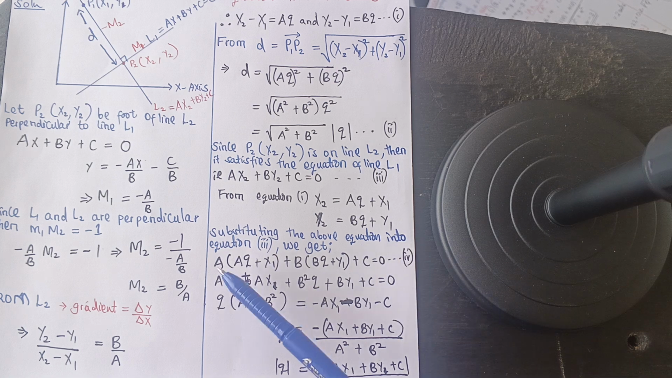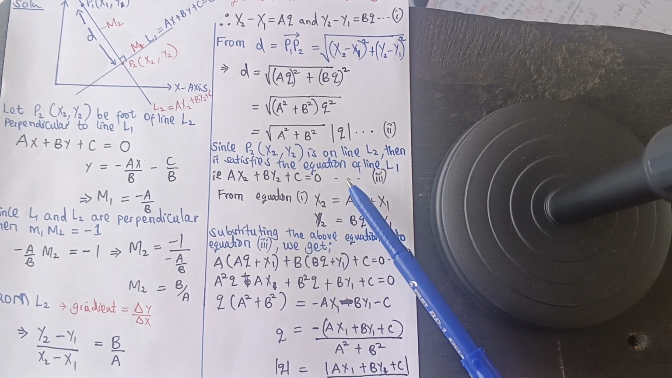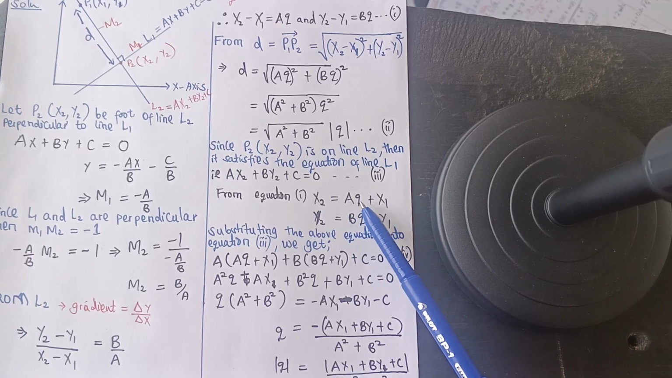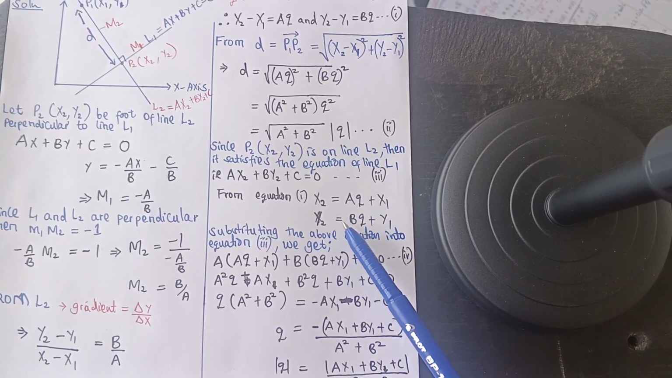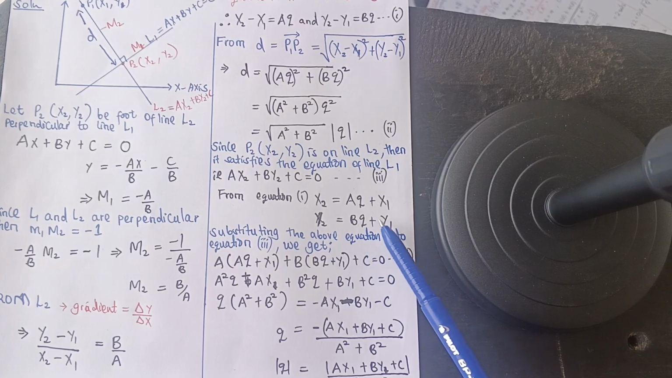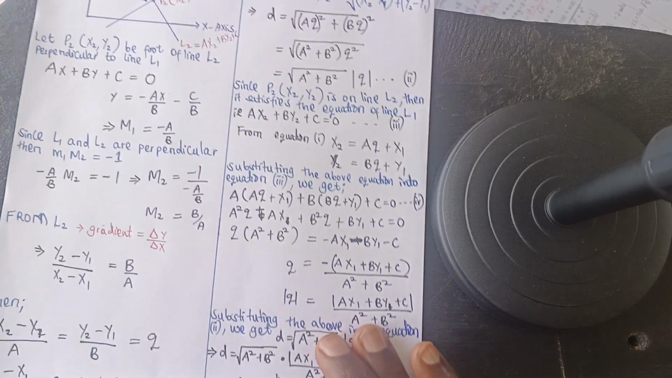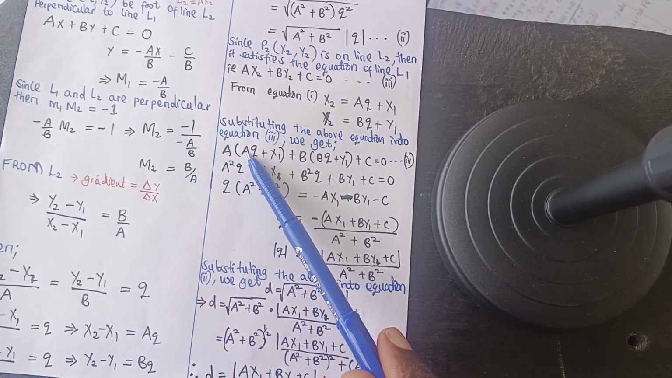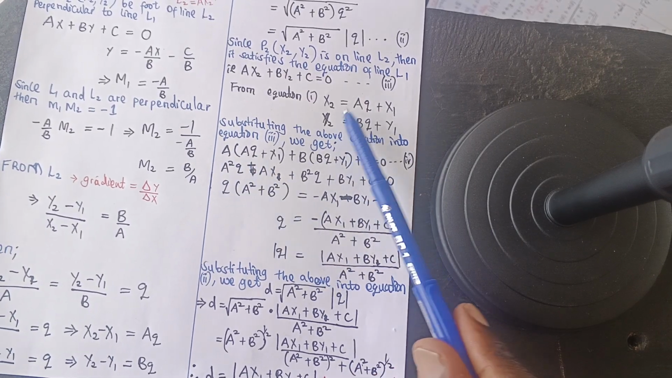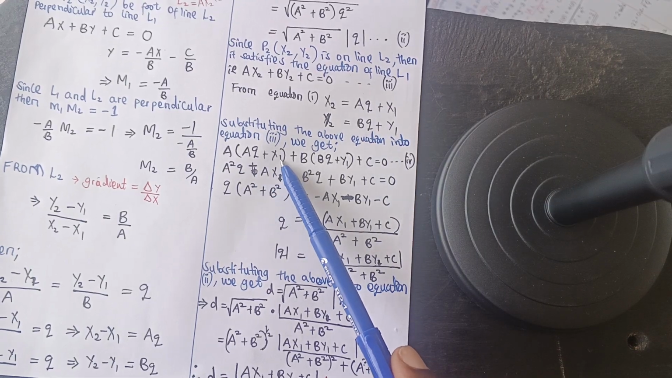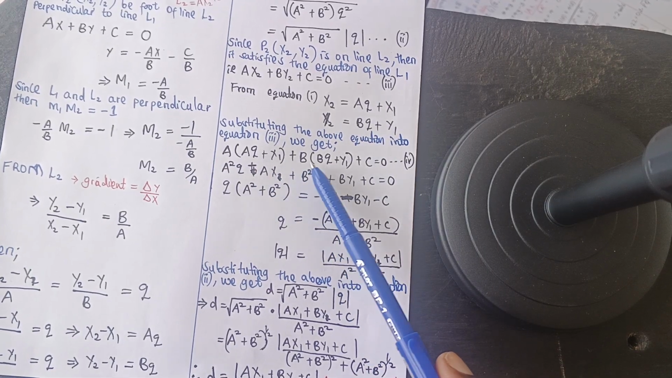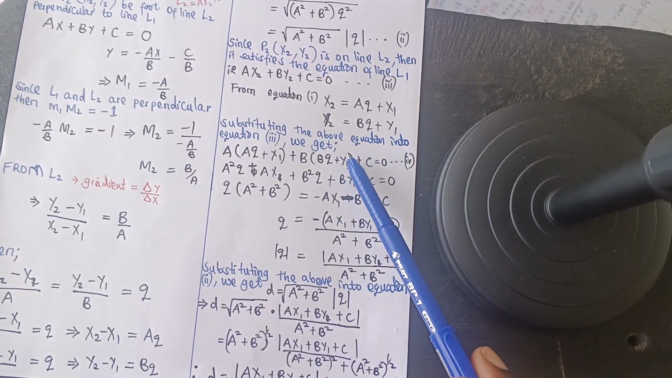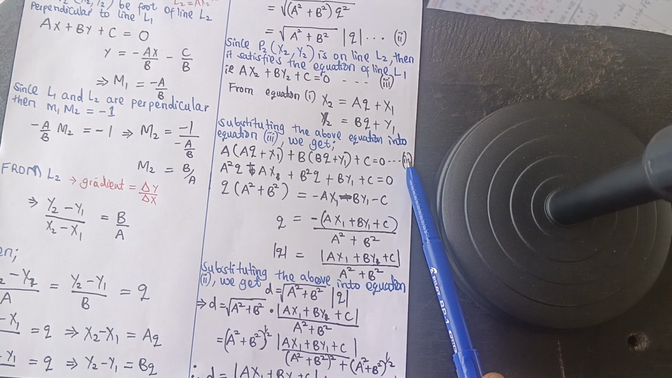Substituting the above equation into equation 3. So we're going to substitute this equation into equation 3. Where there is x2, we're going to put aq plus x1, and where there is y2, we're going to put bq plus y1. So it's going to be a into the value of x2, which is aq plus x1 in brackets, plus b into the value of y2, which is bq plus y1, in brackets, plus c is equal to 0.